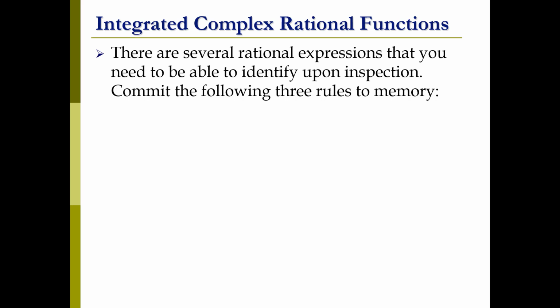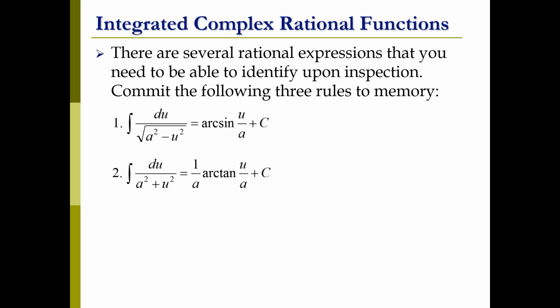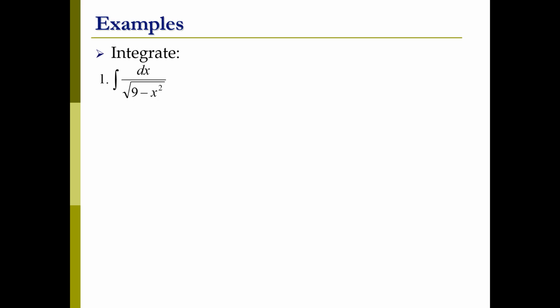There are several rational expressions that you need to be able to identify upon inspection. You need to be able to commit the following three rules to memory. The integral of du over radical a squared minus u squared is arcsine of u over a plus c. The antiderivative of du over a squared plus u squared is equal to 1 over a arctangent of u over a plus c. And the antiderivative of du over u radical u squared minus a squared is 1 over a arcsecant of the absolute value of u over a plus c.